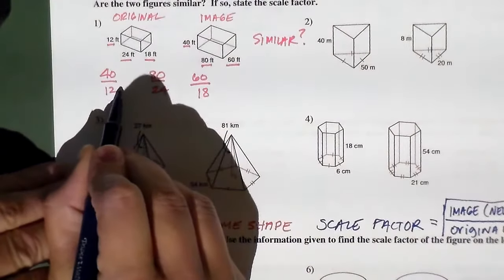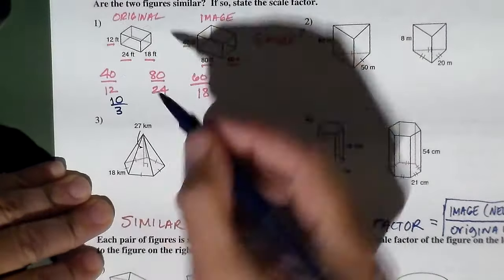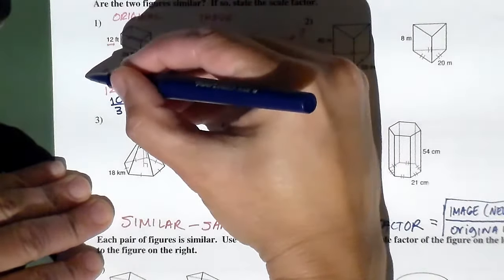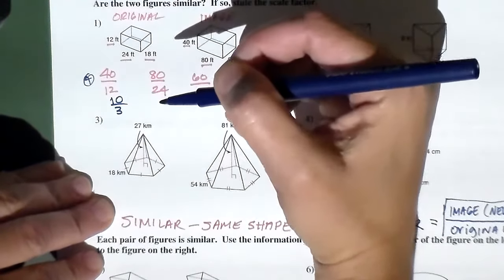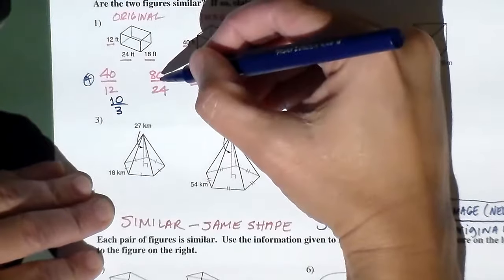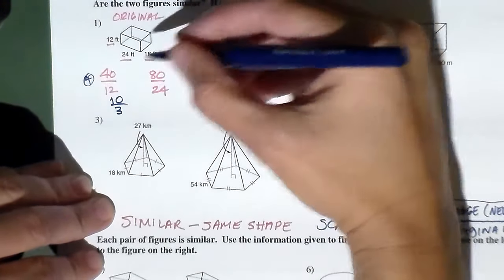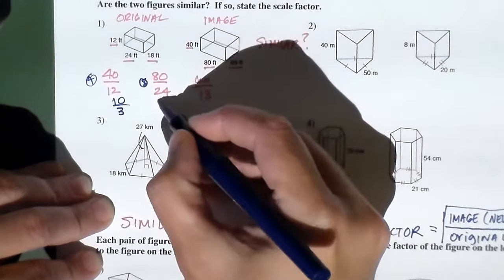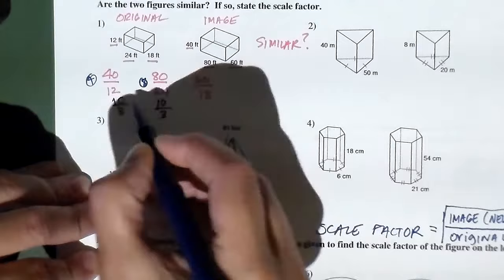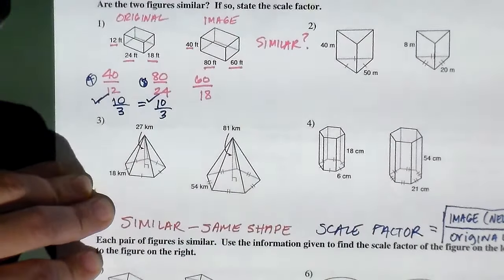If I reduce 40 over 12, I get 10 over 3, because 40, the common factor here being 4. There's 10 4s in 40 and 3 4s in 12. Let's look at 80 over 24, okay? If I want to reduce this, the common factor is actually, the GCF is 8. So this reduces to 10 over 3 as well. So far, so good. We've got the same scale factor.